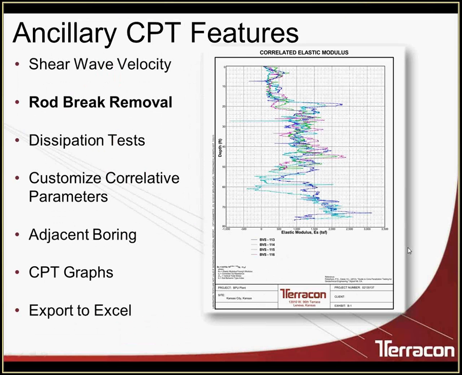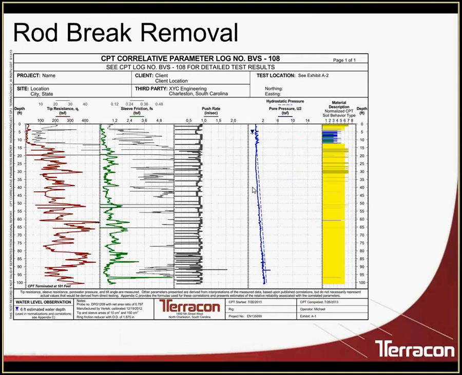Next item on the list is how do we identify and remove rod breaks. Rod breaks are artificially low measurements that occur in the field when the operator stops the forward progress of the machine to add an extension rod.